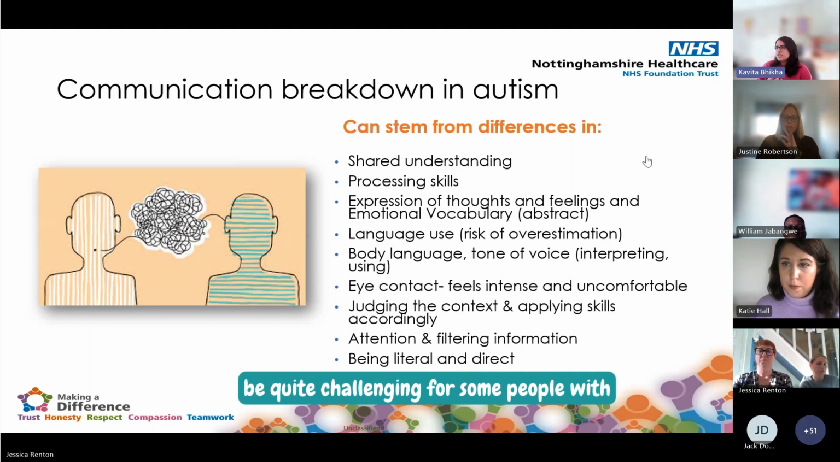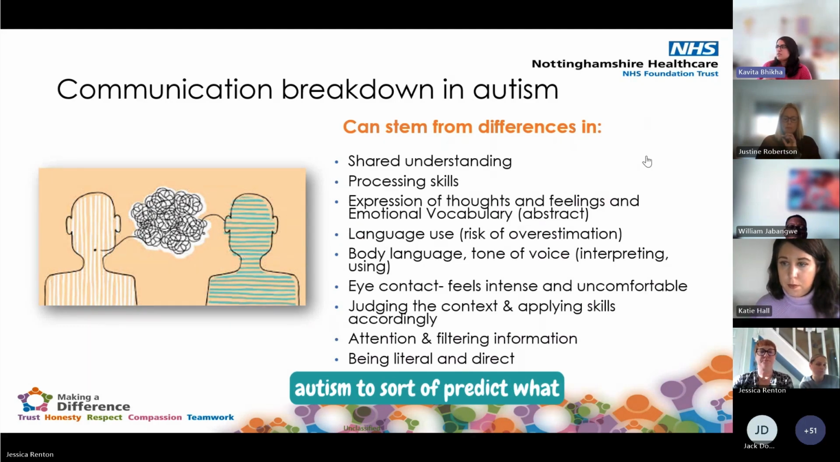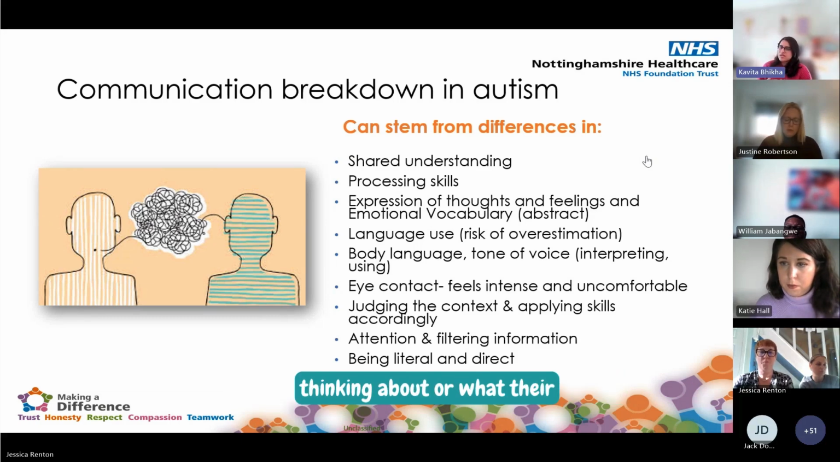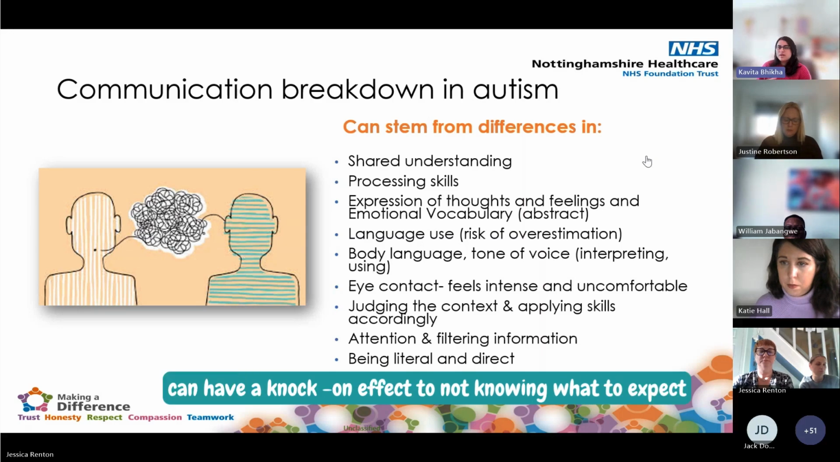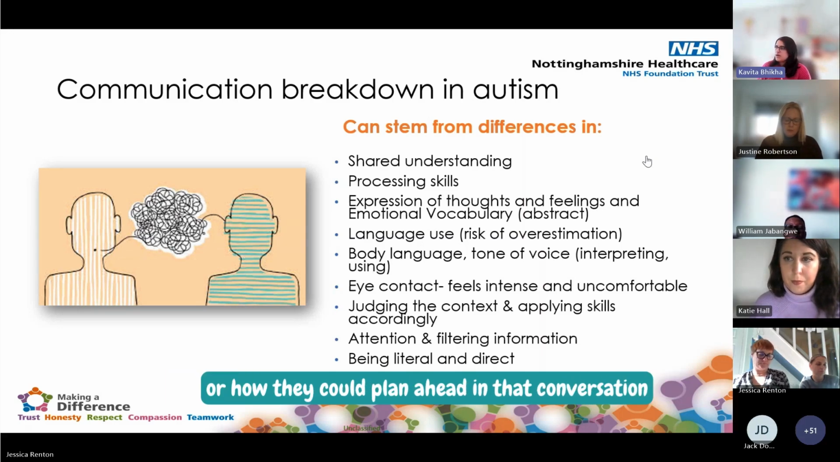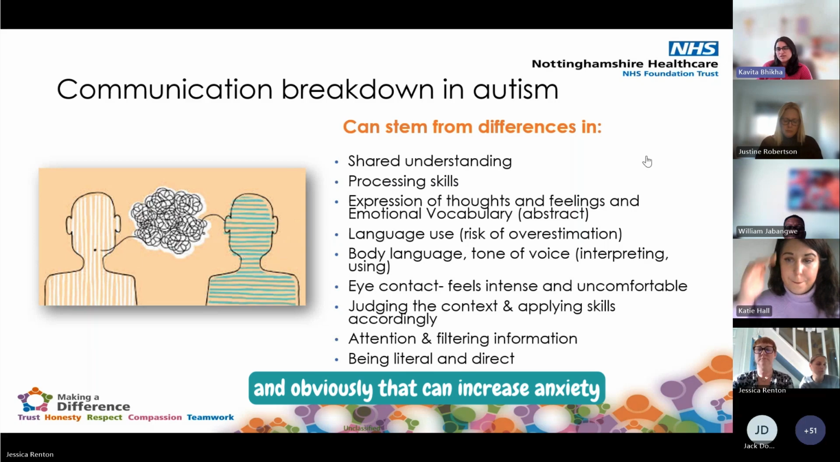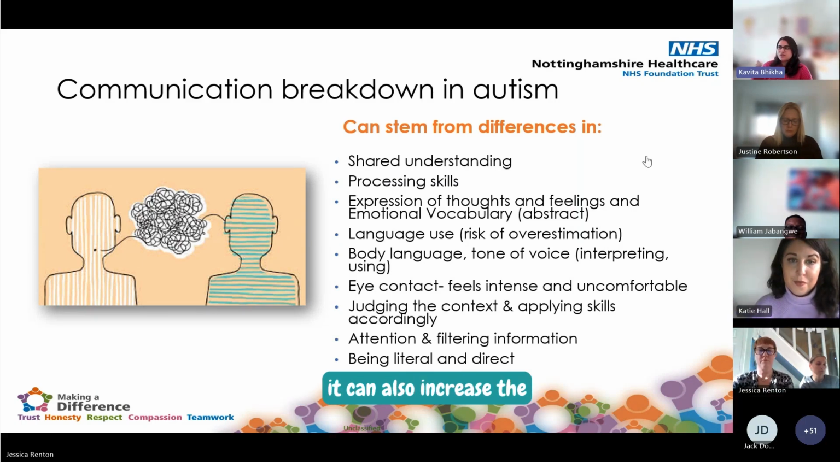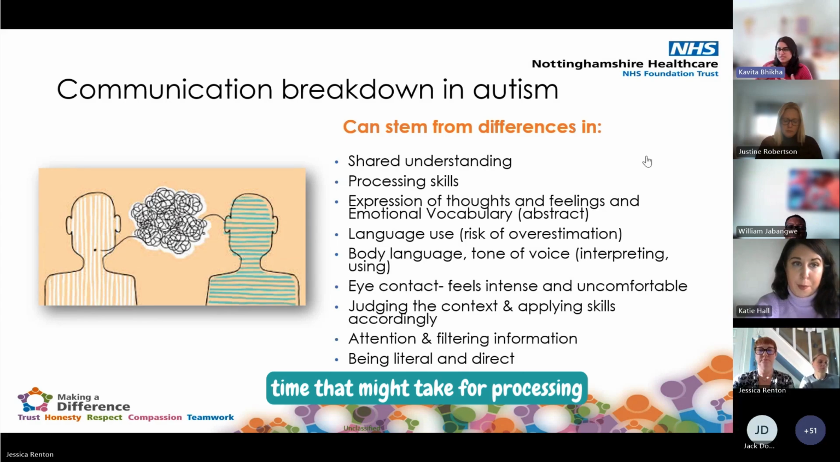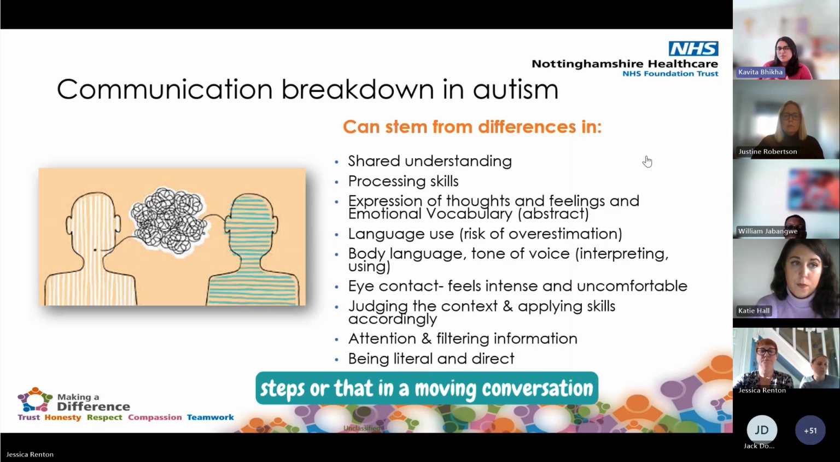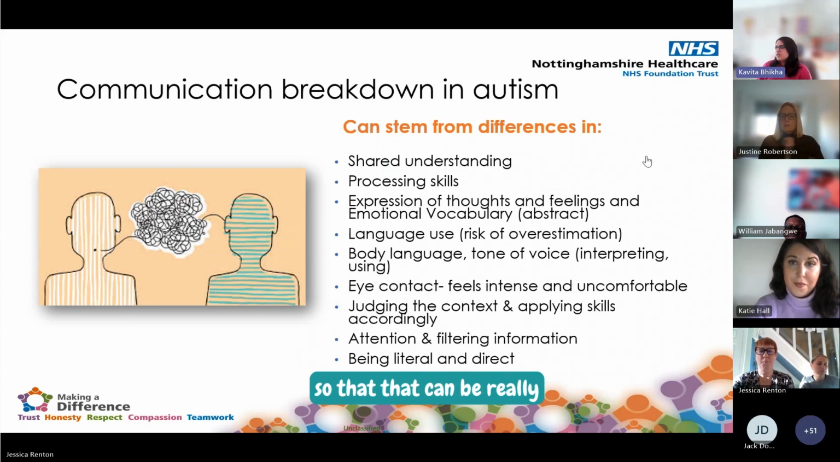Sometimes it can be quite challenging for some people with autism to predict what people's perspective may be, or what they're thinking about, or what their intentions are. So that can have a knock-on effect to not knowing what to expect or how they could plan ahead in that conversation. And obviously that can increase anxiety. It can also increase the time it might take for processing information. Like we talked about, there's lots of steps, and in a moving conversation, there's a need to keep up. So that can be really challenging.